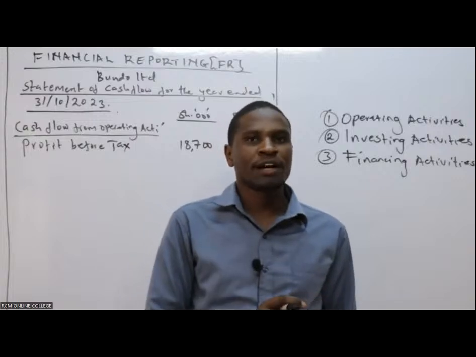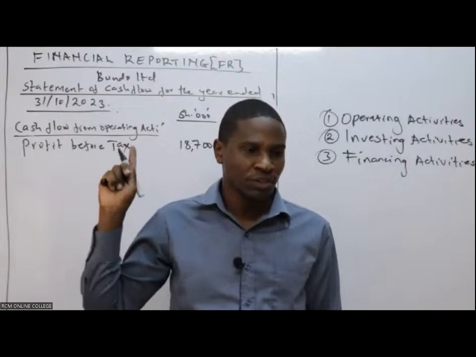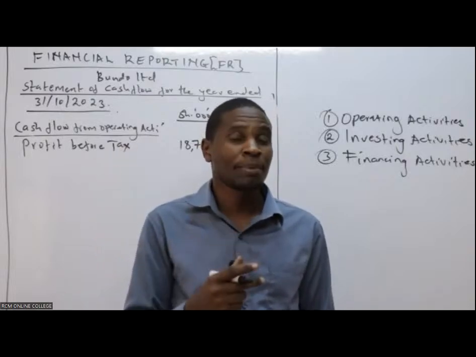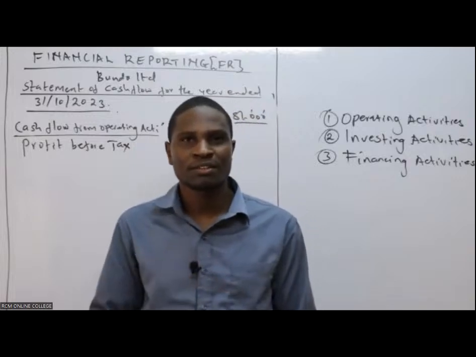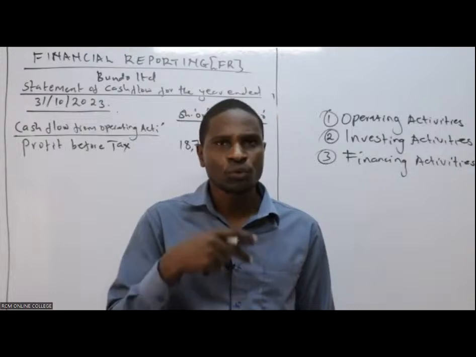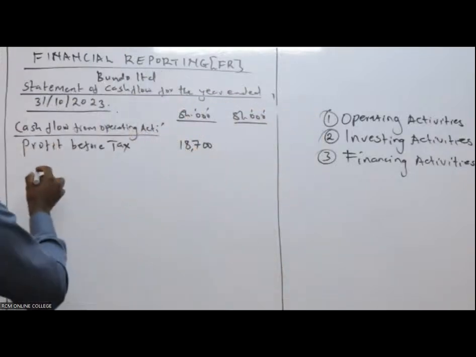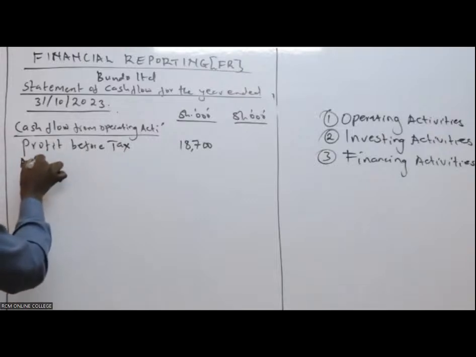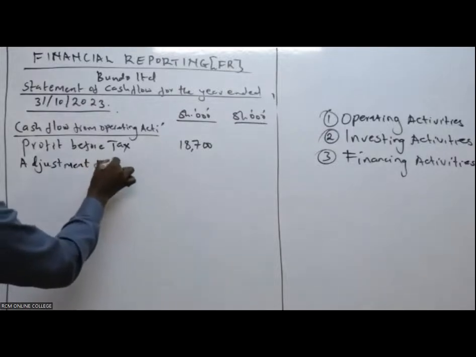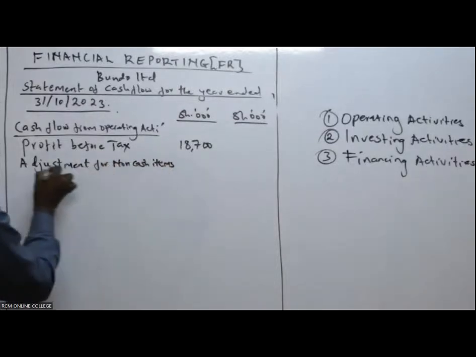Then from that point, class, we have to adjust this profit. For us to arrive at this profit, a lot has happened. We have subtracted interest. We have added income if there is any. So we have to adjust this profit. Adjustment for non-cash items is what follows. Adjustment for non-cash items.